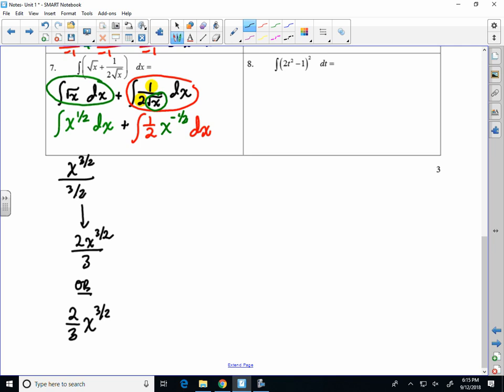Now the second piece, again, we're increasing the exponent by 1, so the negative 1/2 is going to become a positive 1/2. And then divide, because there is a coefficient of 1/2, divide by the new exponent. In which case, this just is going to boil down to x to the 1/2.